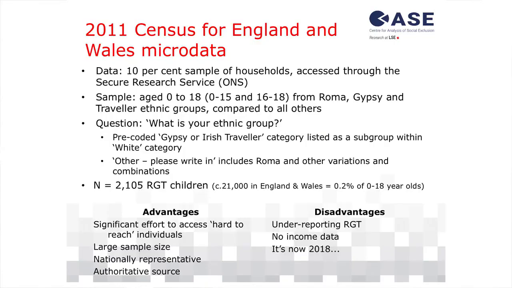However, we still have a significant problem of underreporting of Roma, Gypsy and Traveller ethnicity. So I mentioned the way in which the characteristic is listed underneath the white category. That's certainly one problem. But in addition, we know that some Roma, Gypsy and Traveller people are reluctant to self-ascribe as that ethnicity for all sorts of reasons. So there's underreporting of RGT. We don't know in which way that's likely to bias our estimates of the scale of disadvantage amongst this community.